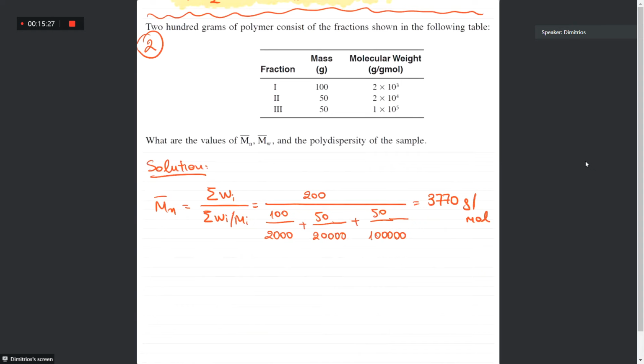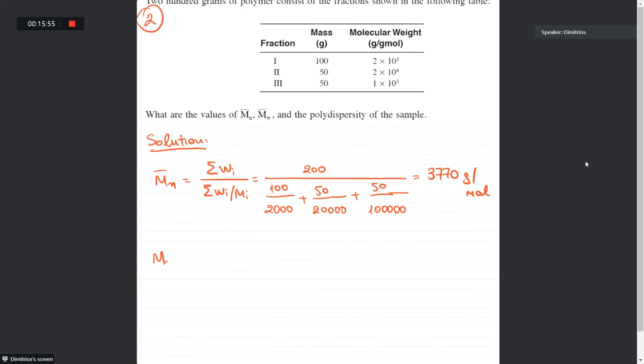I repeat once again, please pay attention to units. Provide units in whatever you draw in the final exam. It's a silly thing, but it costs you marks. I'm very particular about the units in the exams. You need to provide them with whatever you discuss, so don't lose silly marks from that.